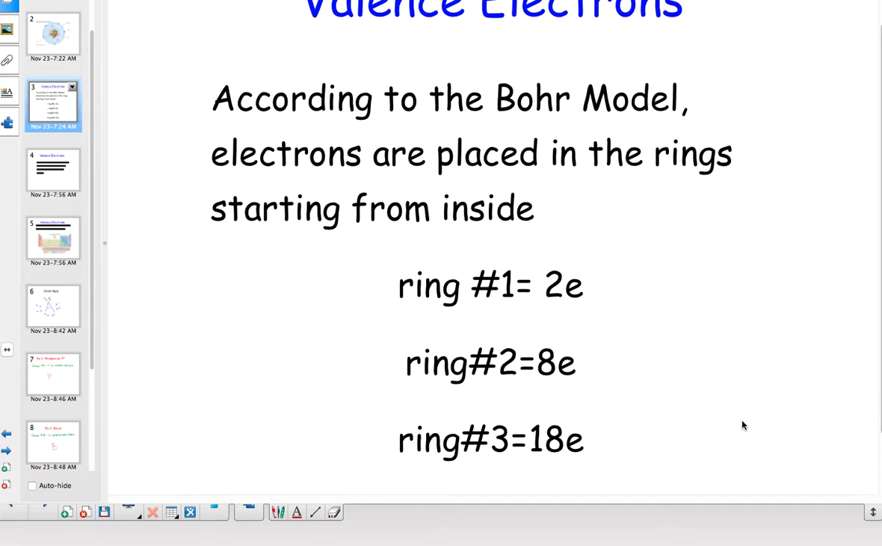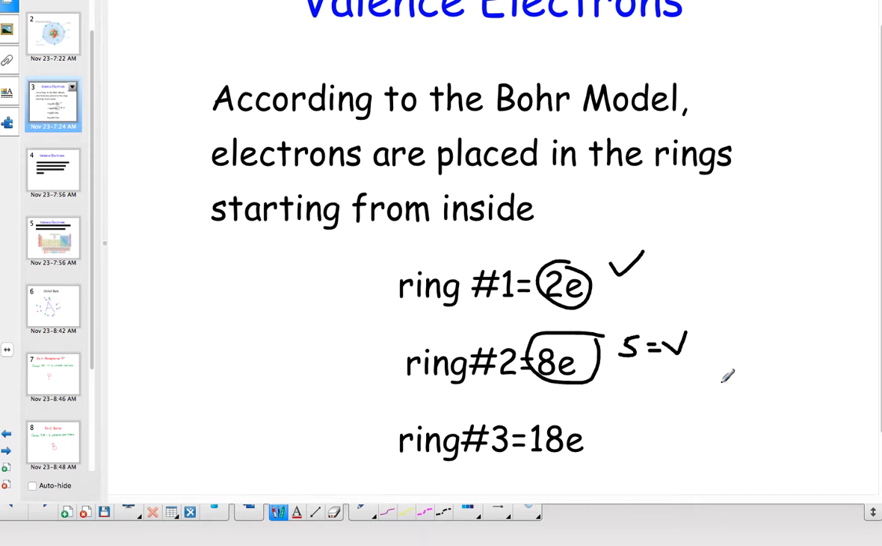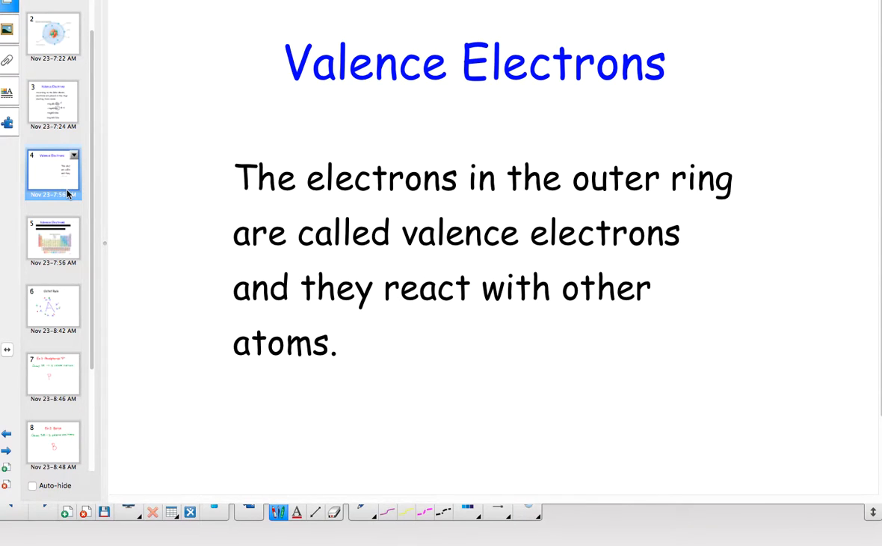So in this case, we had nitrogen, right? Nitrogen had 7 electrons. We would then put 2 of them in the first ring. That leaves us 5. And then we'd put them into ring number 2 because it can take the 5 and we'd still have room if we wanted to put 2 more in there. So in this case, the valence number would be 5. We have 5 electrons on the outside. Okay, so valence electrons, this is the important thing: the number of electrons found only in the outer ring. And those are the ones that are going to react with other atoms. They're what chemistry is all about.